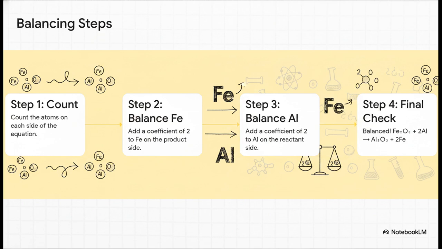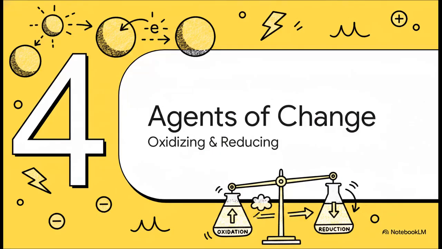And now, the final check. 2 irons on the left, 2 on the right. Yep, 2 aluminums on the left, 2 on the right. Check. And the 3 oxygens were fine the whole time. Perfect, we are balanced. Okay, let's level up to a slightly more advanced topic.